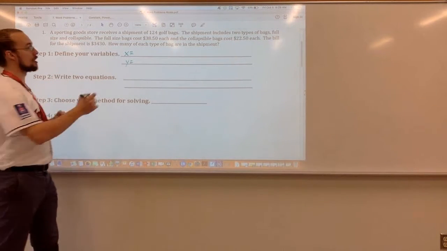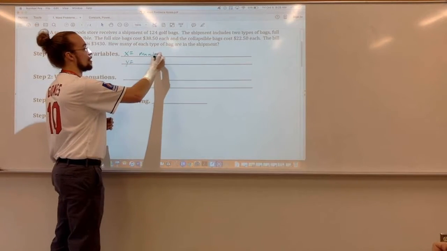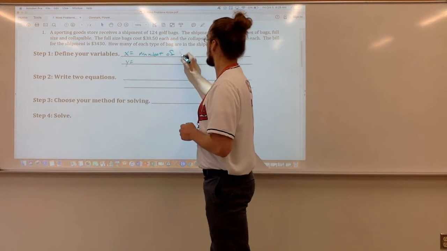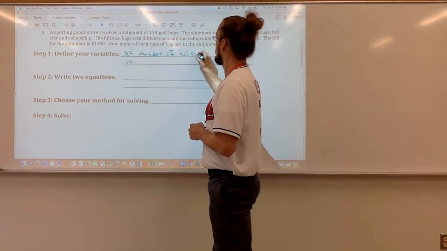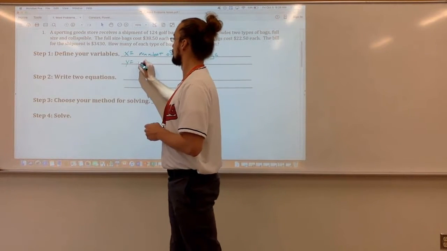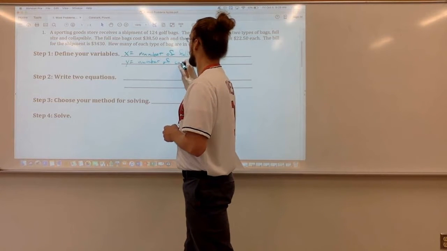So we can say that x is equal to the number of full-size bags, and y is equal to the number of collapsible bags.